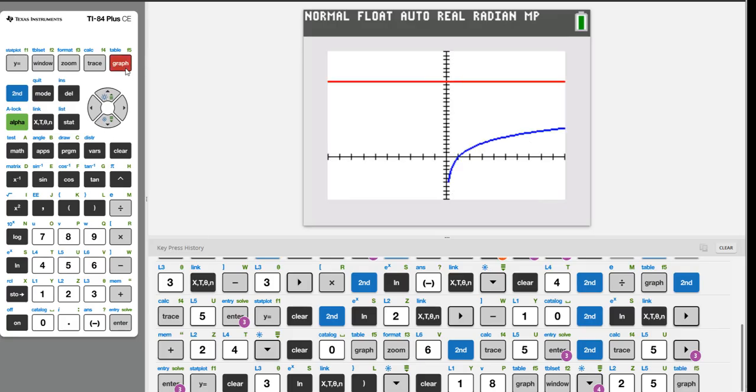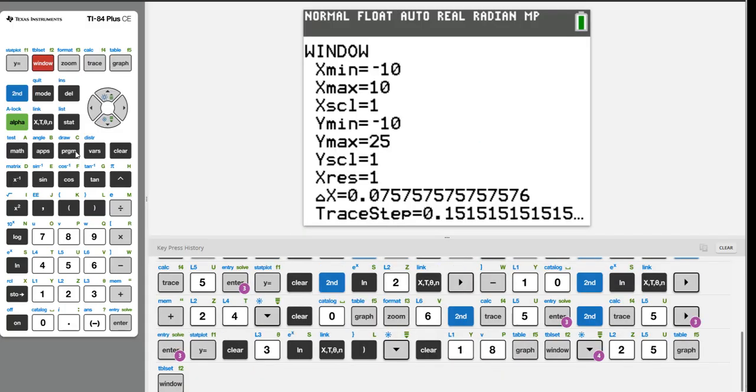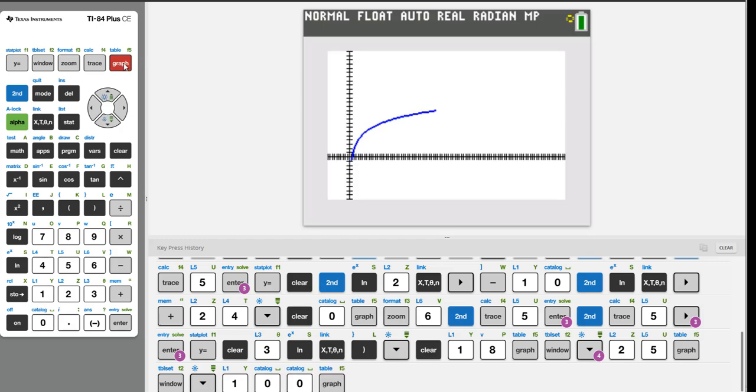Press graph. We still cannot see the intersection point, but the graphs are getting closer on the right-hand side. So let's increase x max to 100. Press window. Change x max to 100. Press graph. We still cannot see the intersection point, but they are still getting closer on the right-hand side, so let's increase x max to 1,000.